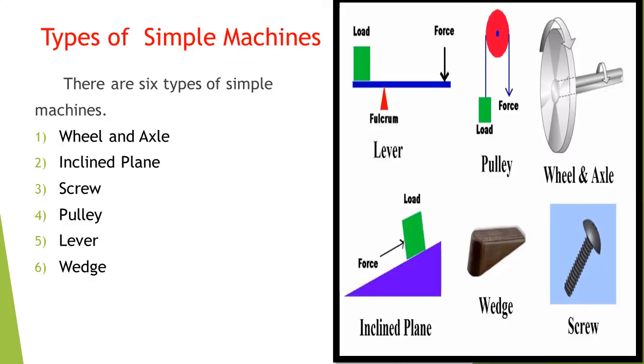Do you know how many types of simple machines there are? There are a number of simple machines, but here in this chapter we will discuss only 6 types of simple machines, and these are called basic simple machines. And with the help of these simple machines, anybody can create a compound or complex machine. Let's have a look at the types of simple machines. The first one is wheel and axle, then inclined plane, screw, pulley, lever and wedge. And all these examples of simple machines you can see in the image on the right side of your page.